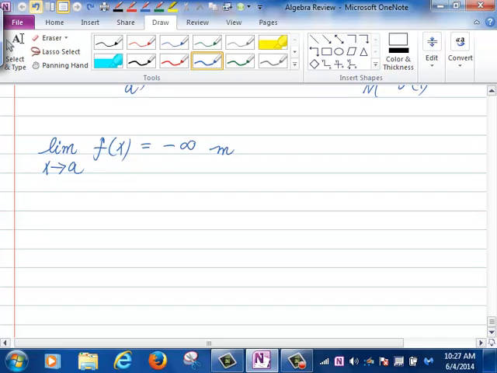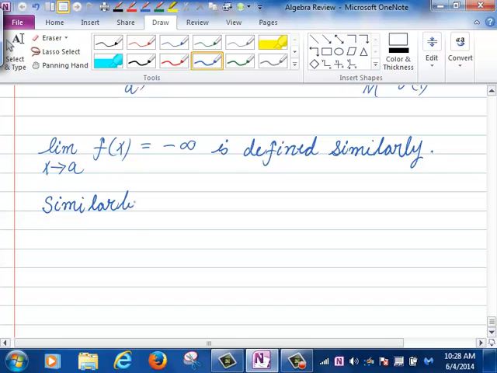I don't like to say means similar, but it is defined similarly. Now, we can also talk about the left-hand limit at a and the right-hand limit at a being negative infinity or positive infinity, okay? So all I'm going to say is, similarly defined.